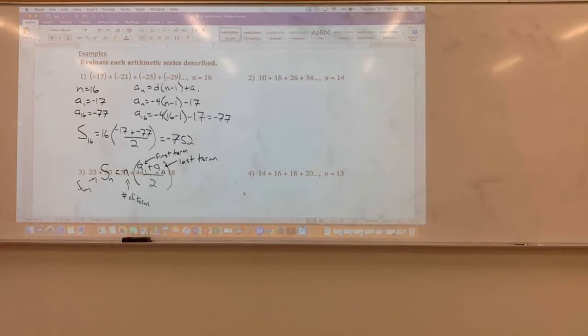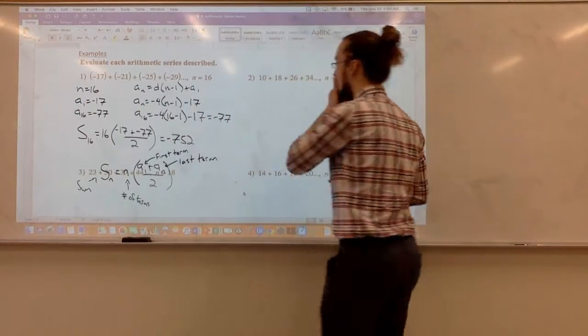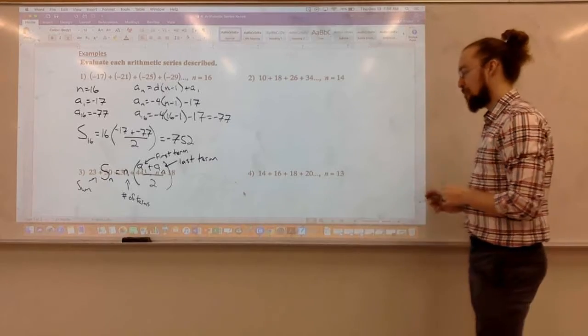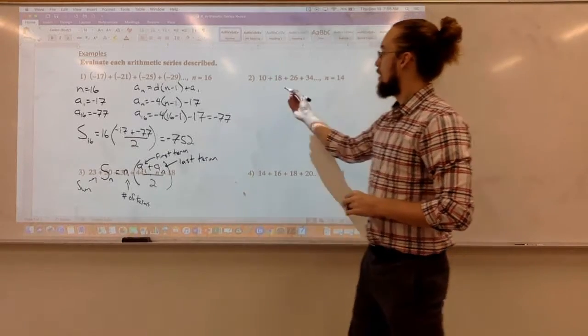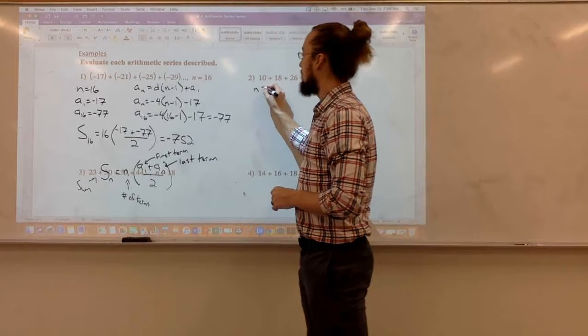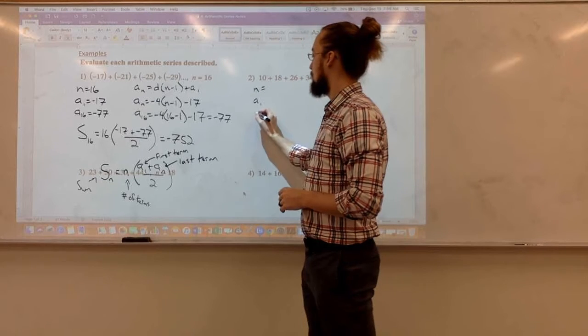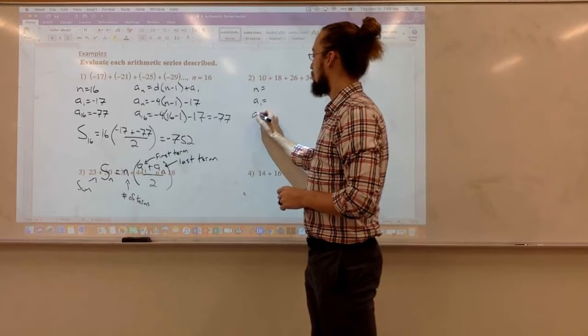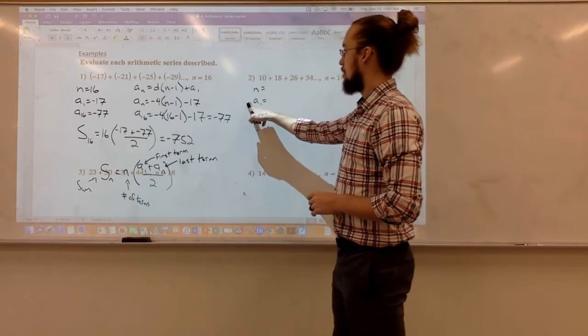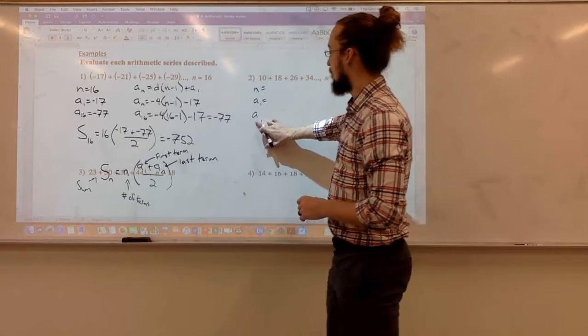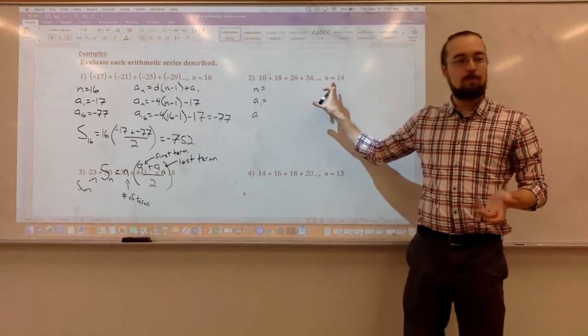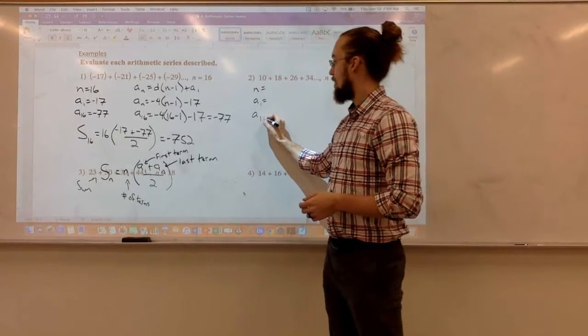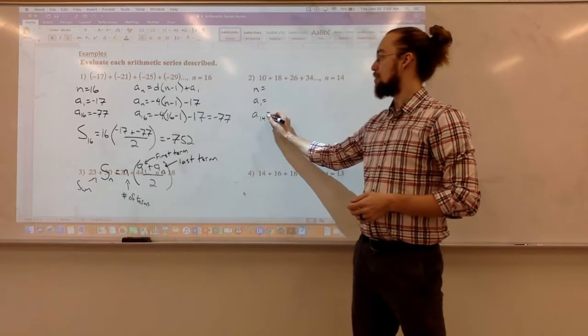Feel okay with this so far? Let's do one more together here. One more, and then I'll have you guys try. Alright, so again, I need to collect these 3 pieces of information: the number of terms, the first term, and in this case, the 14th term. Okay? So I want n, a sub 1, and a sub 14.